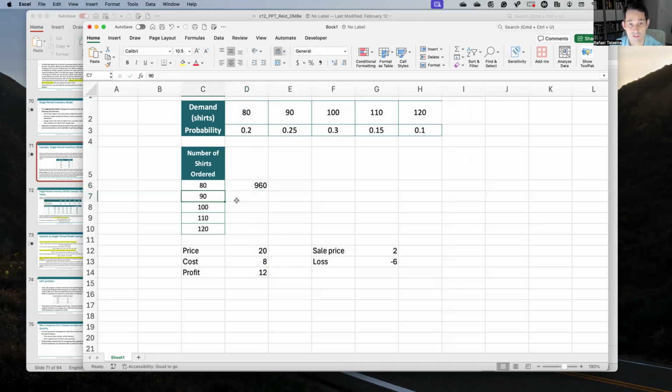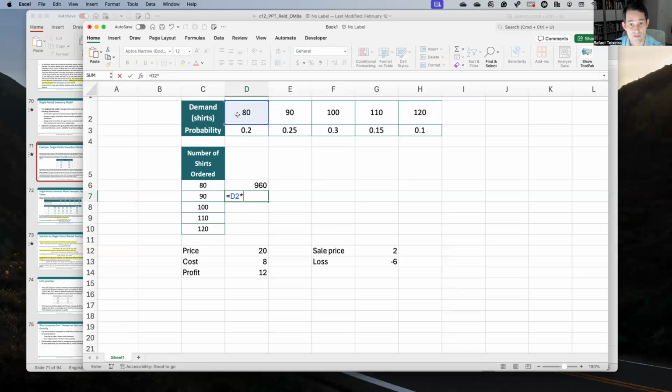Now let's move to the next one. He orders 90, but the demand is 80. So he's gonna sell 80, and the 10 remaining, he's gonna make a loss. So how is this going to be? Look, the number of shirts ordered is more than the demand. So he's gonna sell at most what the demand is, for the price he's charging, which is $20.